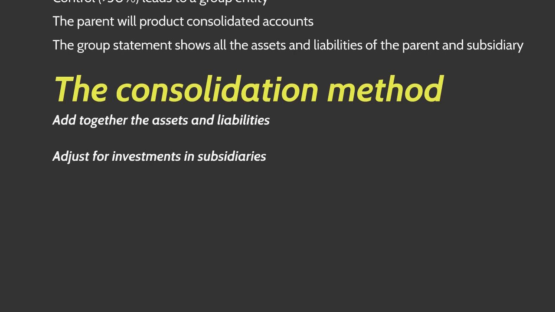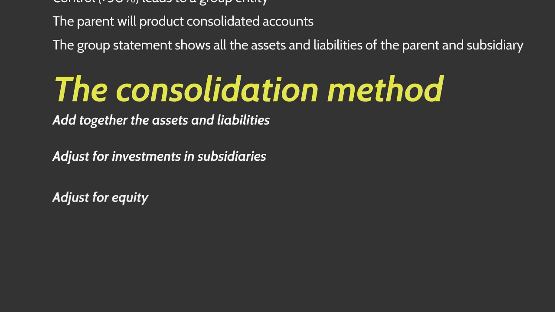For one reason, it's because in the parent's individual financial statements, we've got an investment in subsidiary line that we introduced in the previous stage. So when the parent produces its own statements, it has to show its investment in the subsidiary. But because we're adding together assets and liabilities of the parent and subsidiary, we can't add that investment to the group accounts because we're already adding the assets and liabilities. And if we did that, we'd be double counting. So we need to make an adjustment for the investment in the subsidiary when we are doing the consolidation.